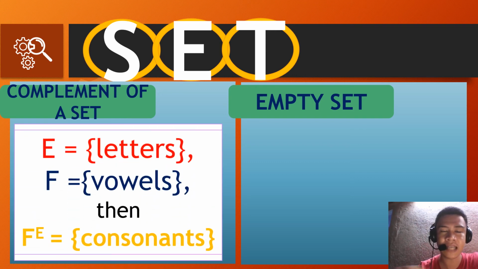Okay. Example, if we have here set E is equal to letters and set F is equal to vowels. Yung universal set natin dito is set E kasi letters. We have A hanggang sa letter Z. Yung set F naman natin is vowels and these are A, E, I, O, U. Therefore, masasabi natin na yung complement of F is what? Is consonants. Kasi nga, walang vowels dito. Okay, that is an example of complement.